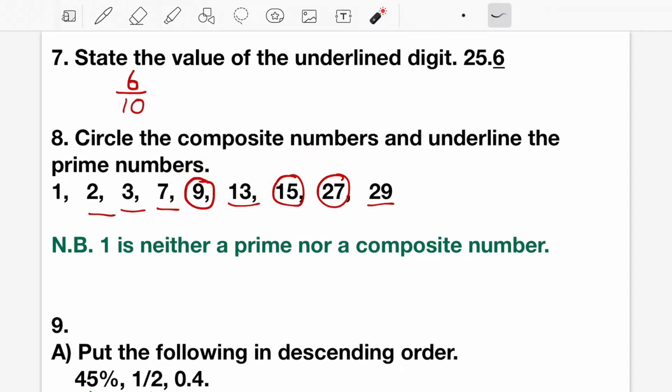Right, so let's just recap what are prime numbers. Prime numbers are numbers that only have 2 factors, 1 and itself. The composite numbers have more than 2 factors. So we know that 9 will have the factors 1, 3, and 9. 7 will only have the factors 1 and 7.